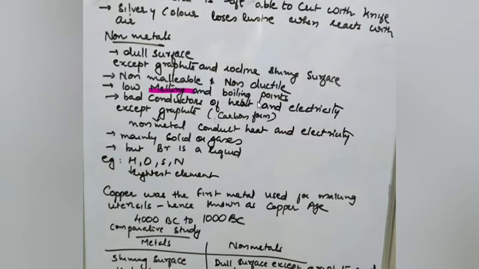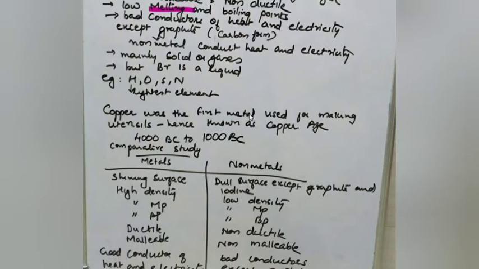That is given in an exceptional case. The exceptional case is graphite. Non-metals are mainly solids or gases. They exist in three states, but bromine is a liquid. Hydrogen is the lightest element. Oxygen, sulfur and nitrogen. Copper was the first metal used for making utensils, hence known as.